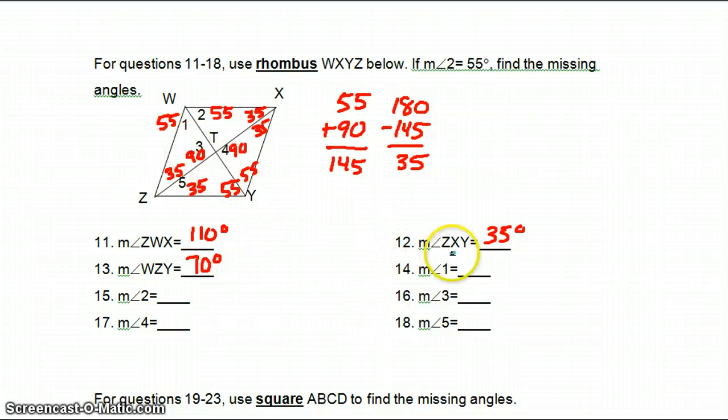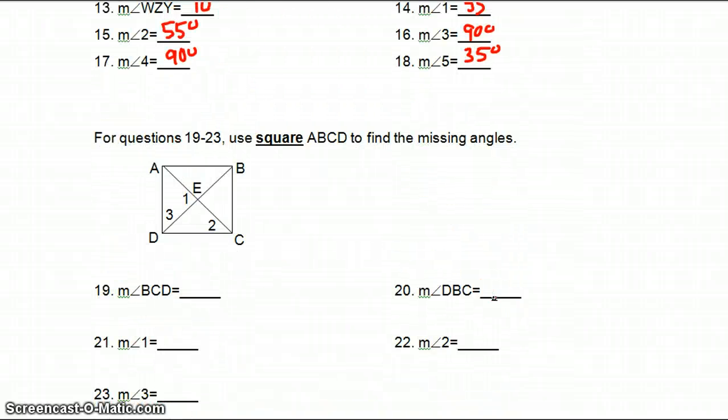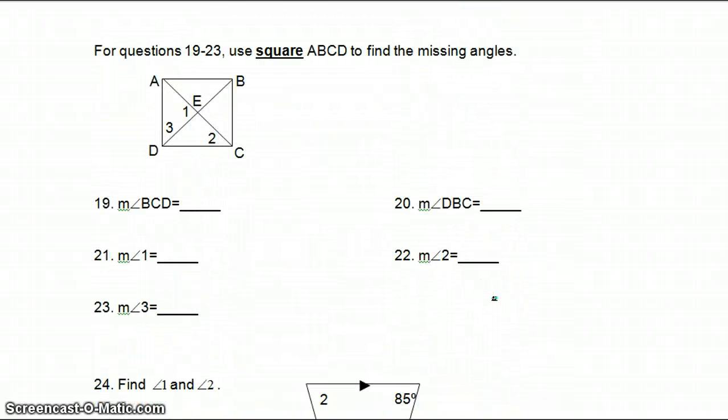Angle 1 is 55 degrees. Angle 2 is 55 degrees. Angle 3 is 90 degrees. Angle 4 is 90 degrees. And angle 5 is 35 degrees. And that is 11 through 18.